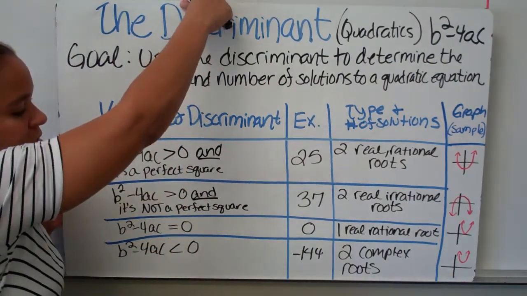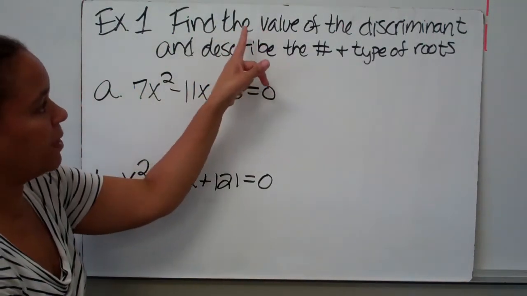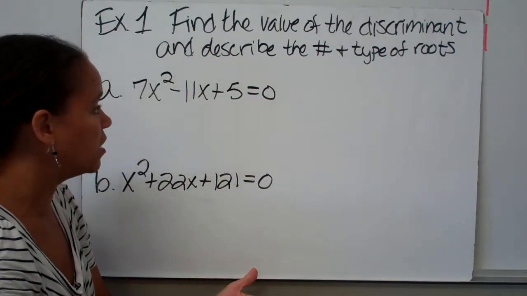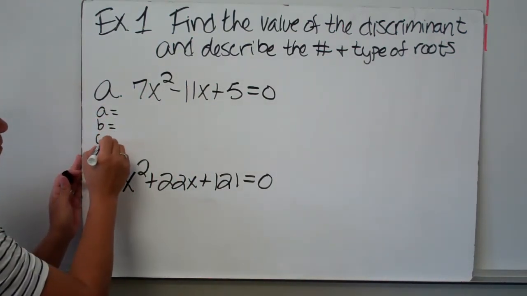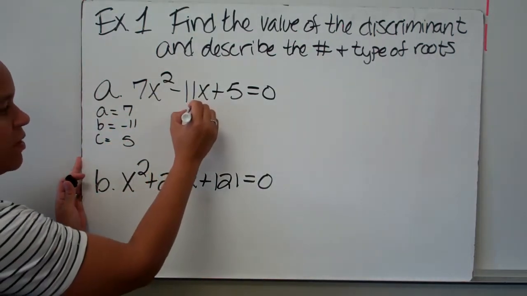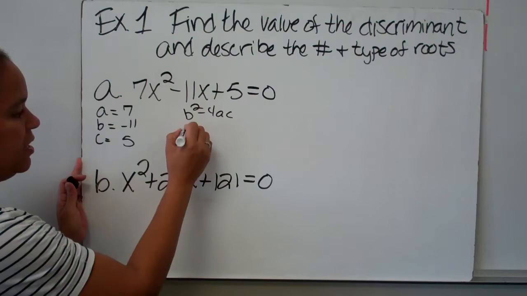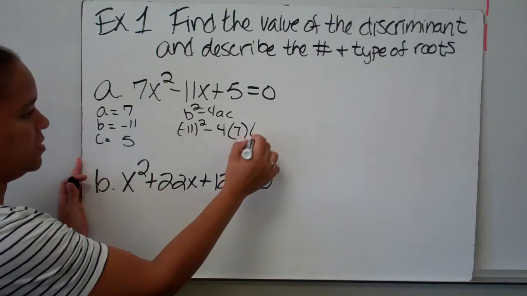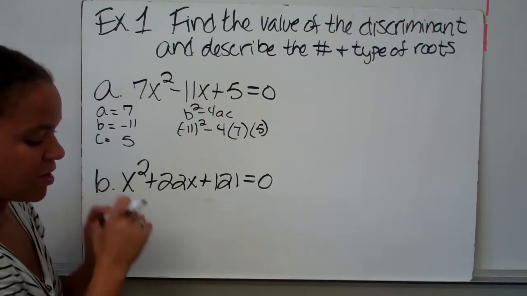So let's look at two quick examples by finding the discriminant. Find the value of the discriminant and describe the number and types of roots. So you'll need that chart that you just had. So if we find the discriminant, let's find a, b, and c. A is 7, b is negative 11, c is 5. So we want to find b squared minus 4ac. So we want negative 11 squared minus 4 times 7 times 5. If you calculate all that up, you should end up with negative 19.